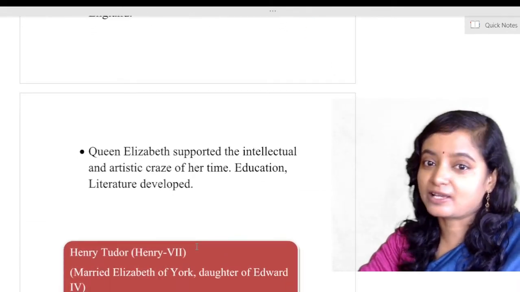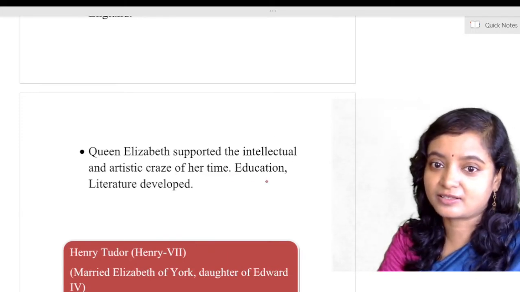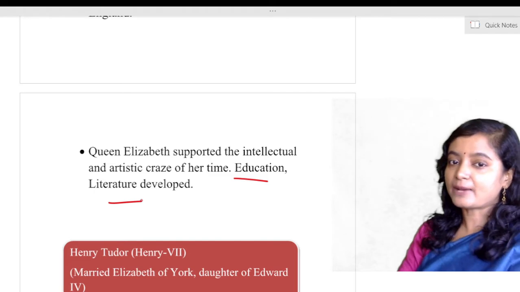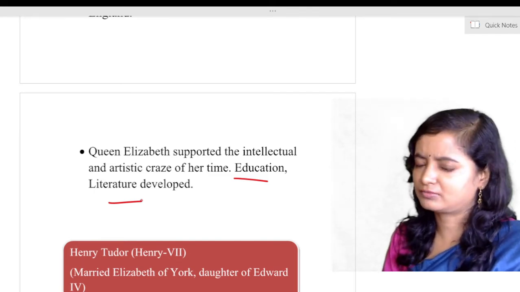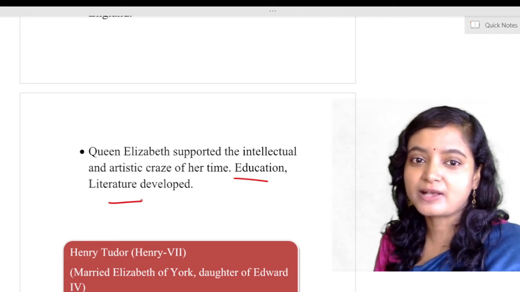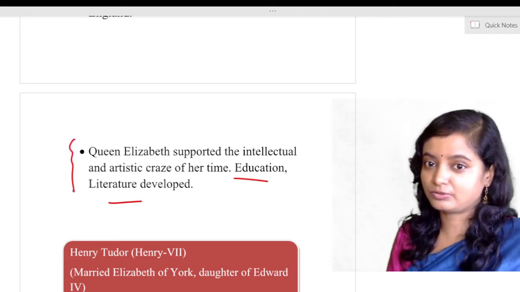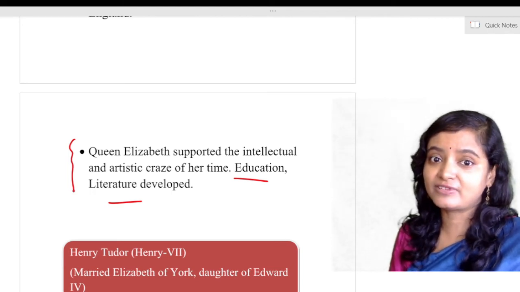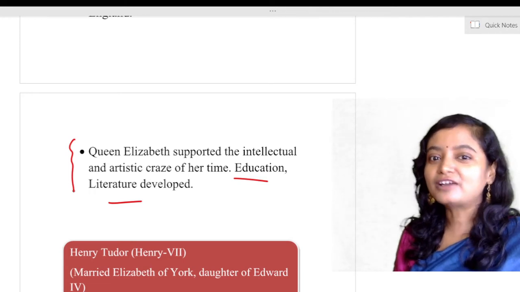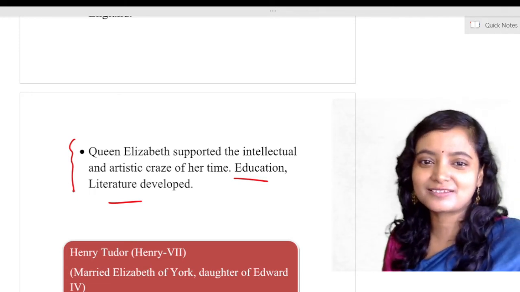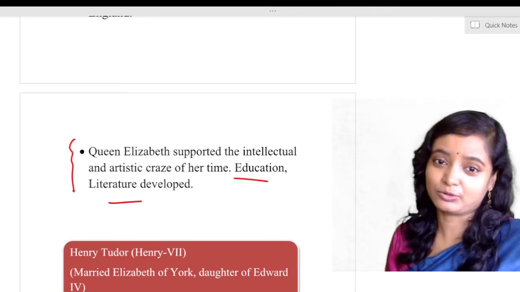And Queen Elizabeth supported the intellectual and artistic craze of her time. Education, literature, these things developed. When we read about Elizabethan literature, its sonnets, poetry, prose, dramas, then you will find that England's glorious period in literature was obviously the Elizabethan period. And Queen Elizabeth, in her short duration of time, how she took England to its big glory.